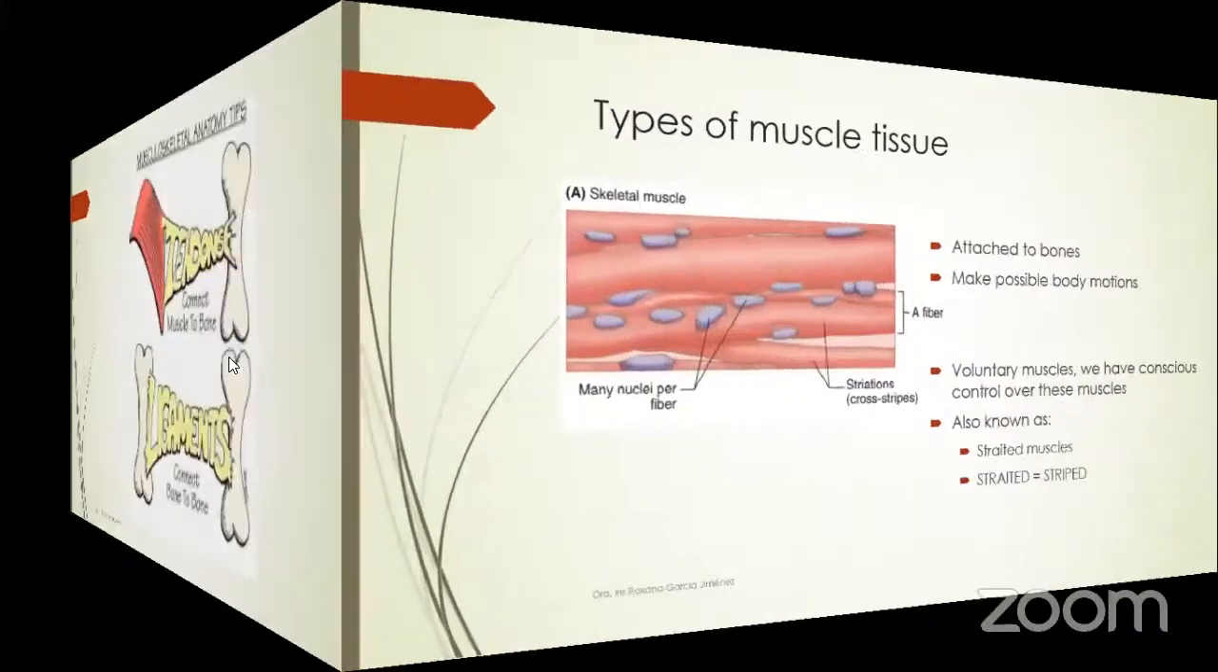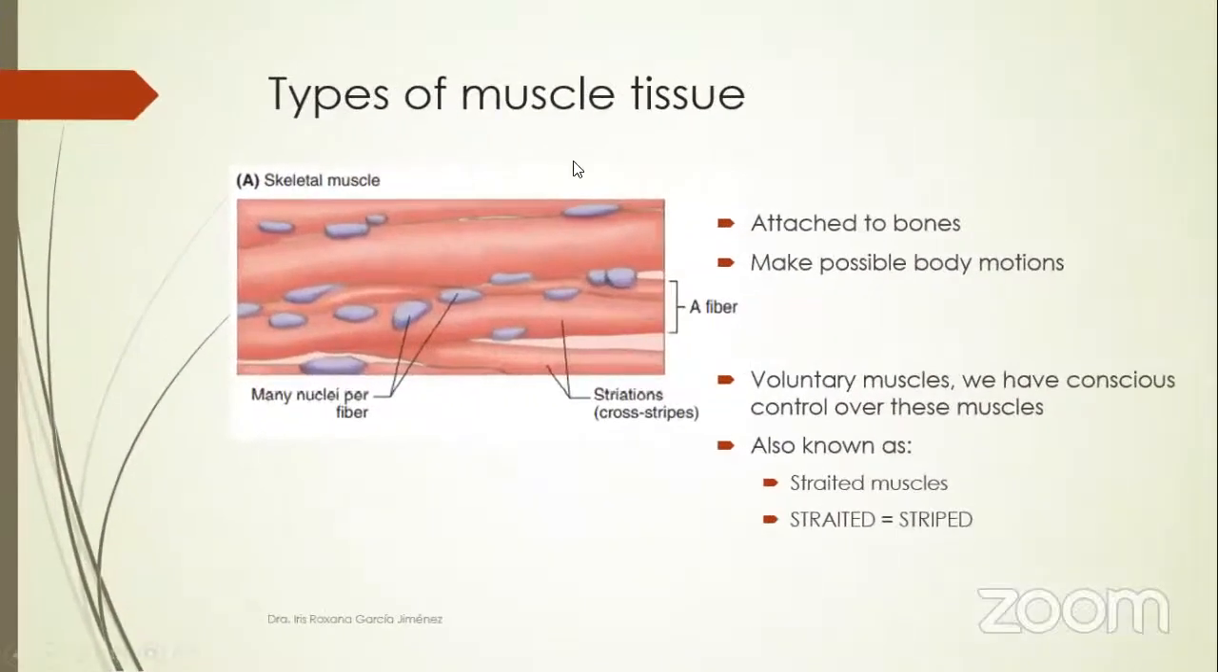We have the types of muscle tissue, the skeletal muscle. We said it's attached to bones and makes possible body motions. Voluntary muscles, we have conscious control over these muscles. We all know about it. And they are also known as striated muscles or striped. Take into account synonyms.